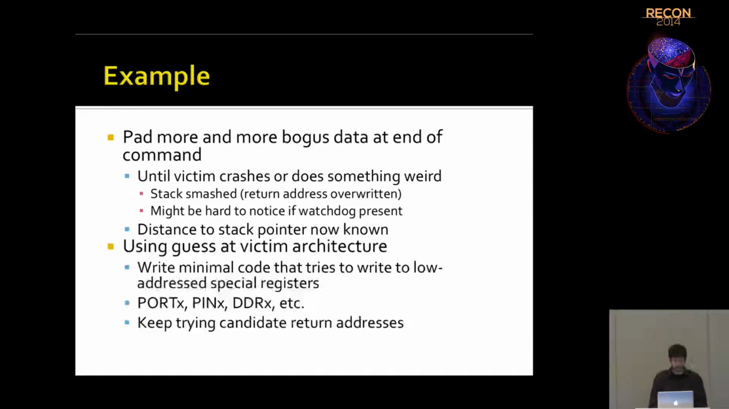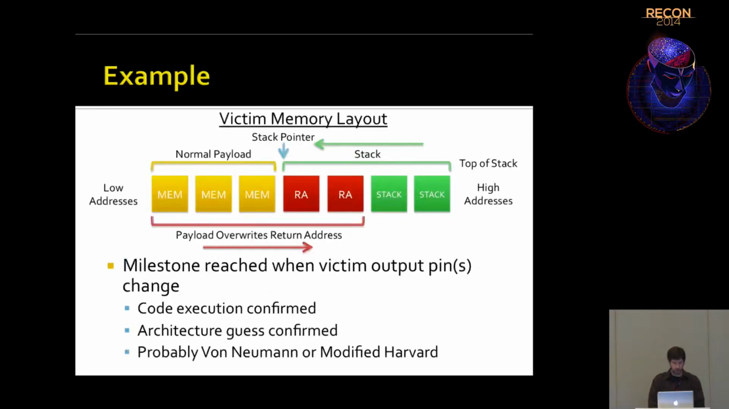And now, using your guess at the victim architecture, you write minimal code, this is what I did, to try to write to the low address special registers like port, pin, data direction register. Keep trying candidate return addresses at the end of that, because you know how far off into your payload the return address is. And here's a quick graphic, and this really even applies to x86 or ARM or whatever, right? You've got your payload, you overwrite your return address, and your stack's creeping back the other direction.